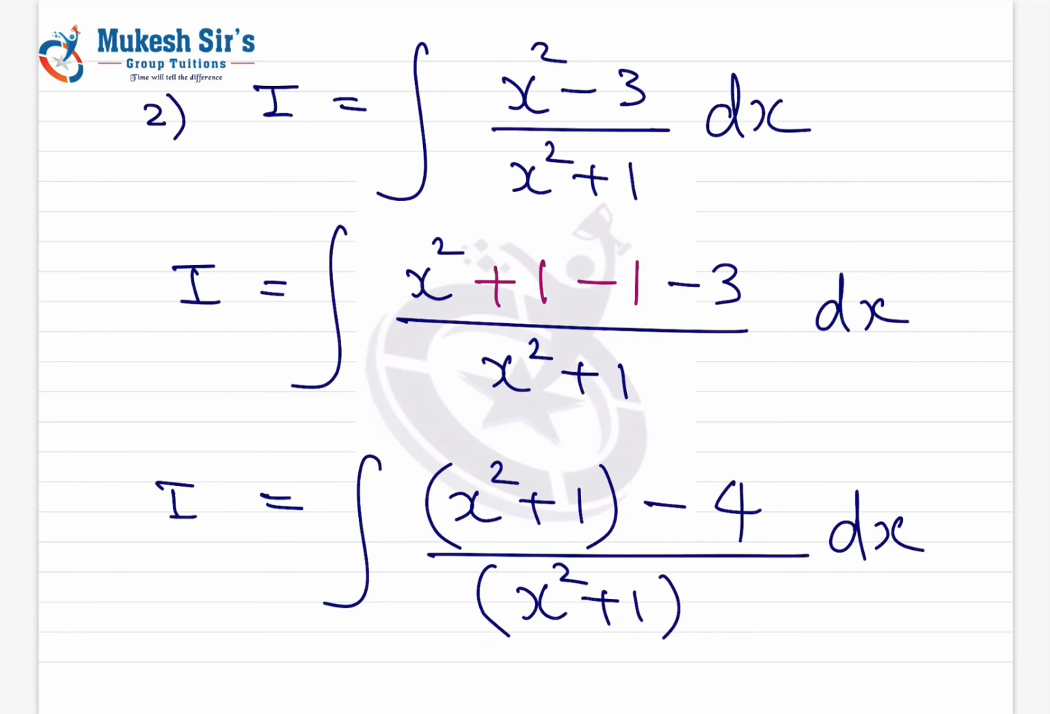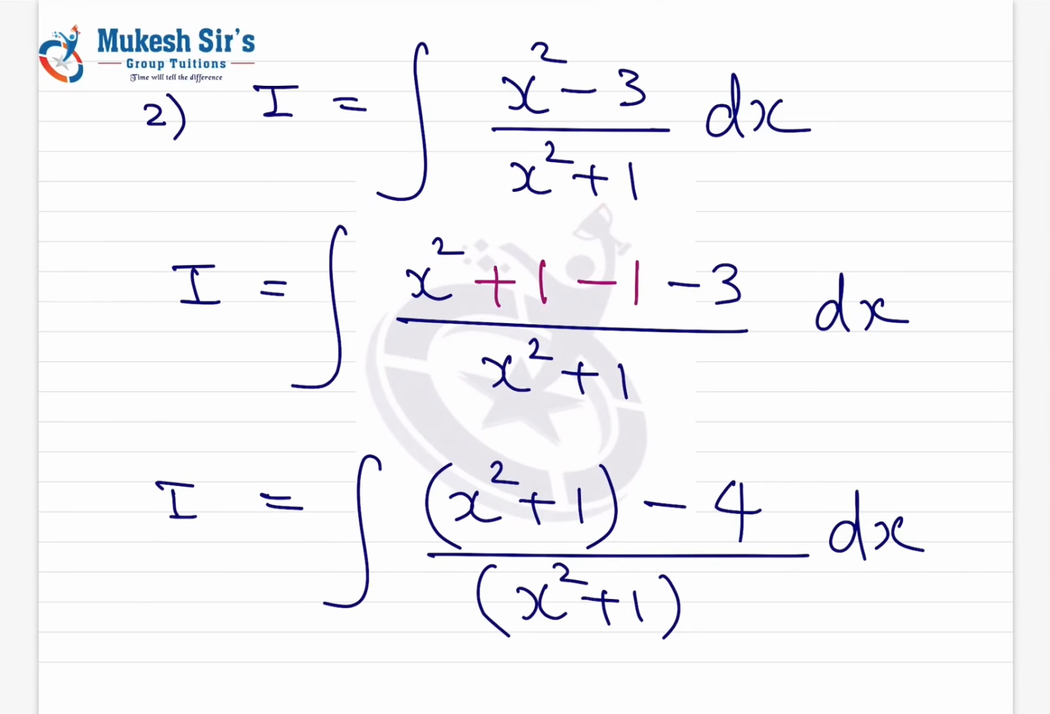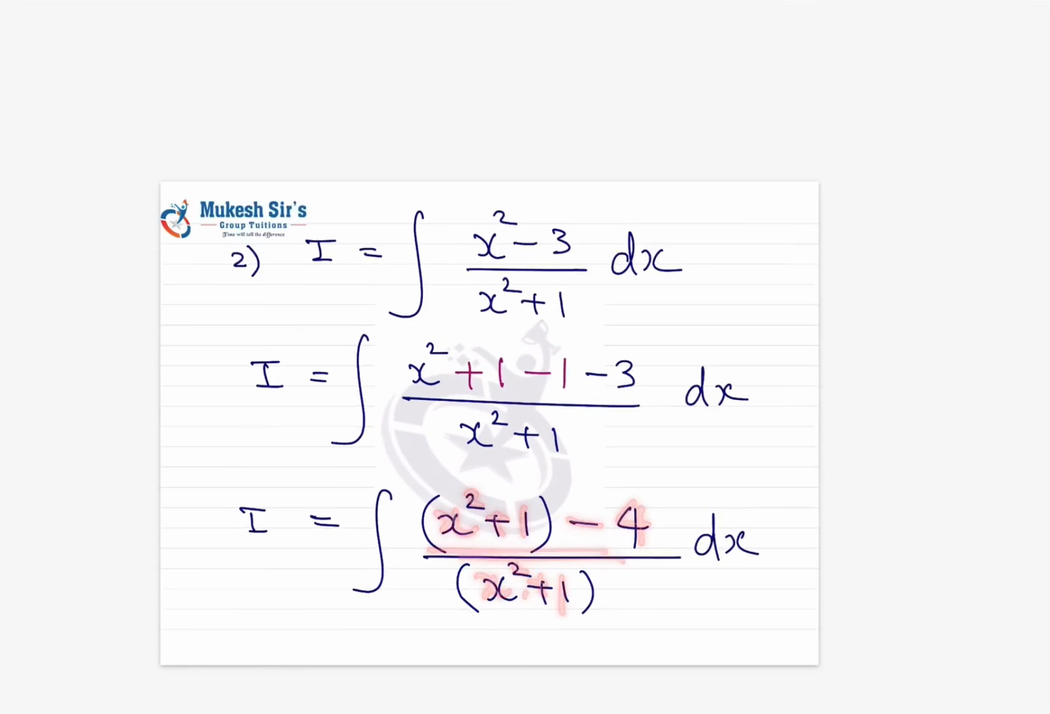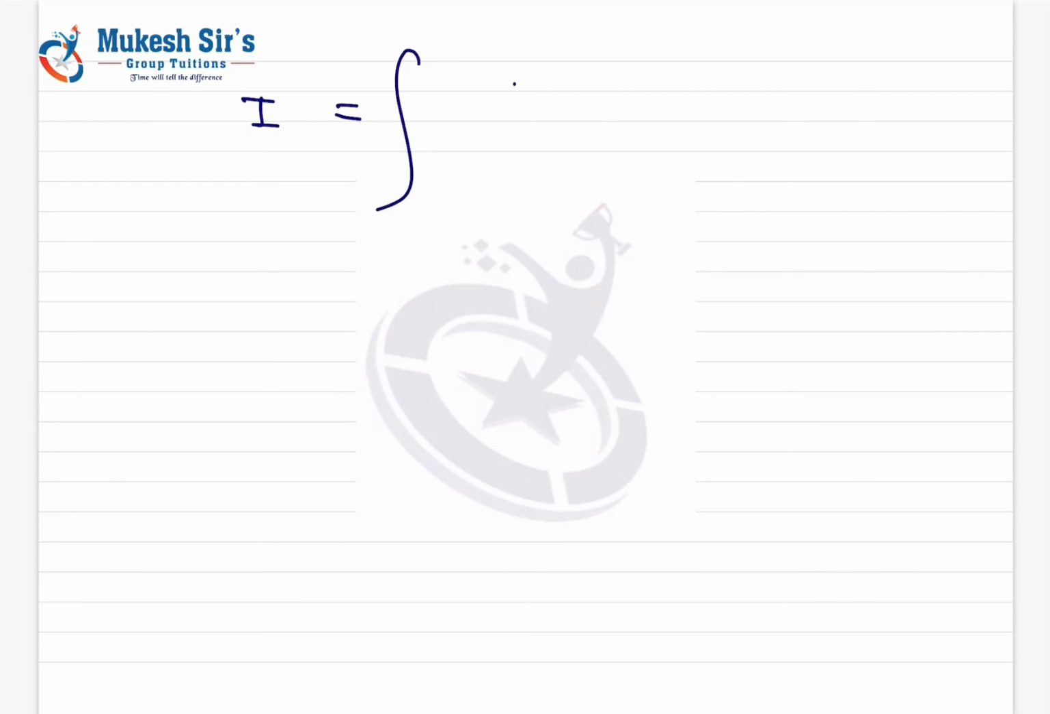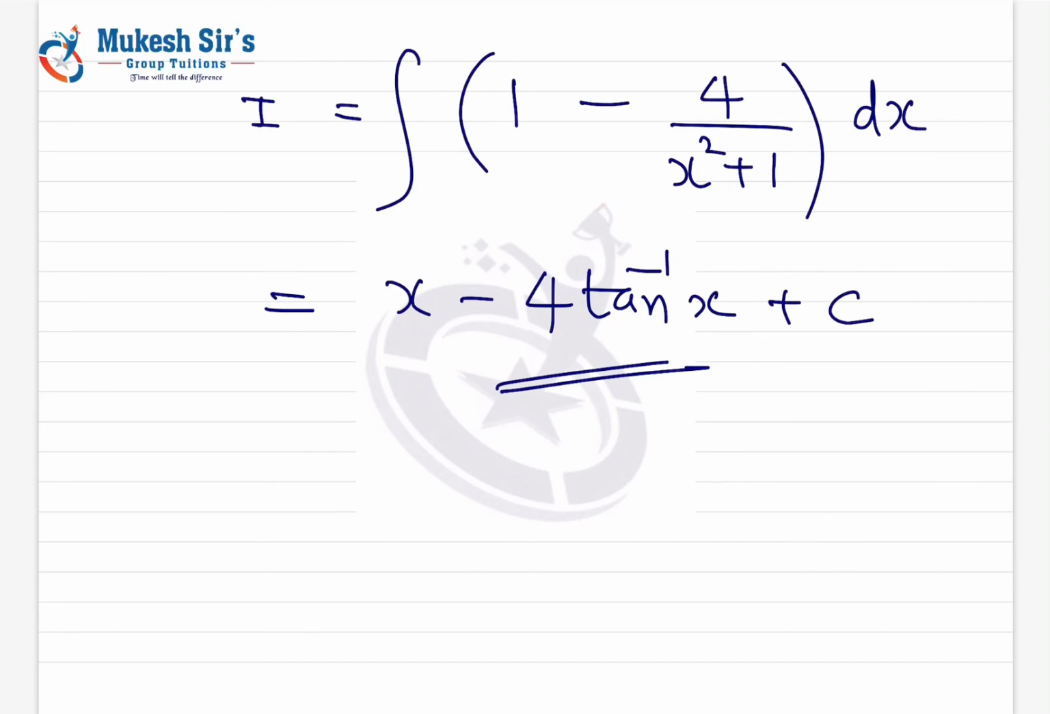Now you can separate them. You can also solve this sum by using division, the last method we did you can also do, but this is easier. So when you separate them, you get x square plus 1 upon x square plus 1 minus 4 upon x square plus 1. So x square plus 1 upon x square plus 1 becomes 1 minus 4 upon x square plus 1, the whole dx. So the integration of 1 becomes x minus 4 into the integration of 1 upon x square plus 1 becomes tan inverse x plus c. So that's equal to x minus 4 tan inverse x plus c.